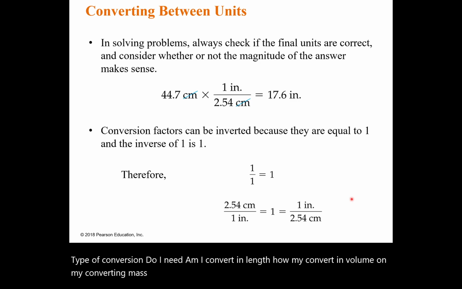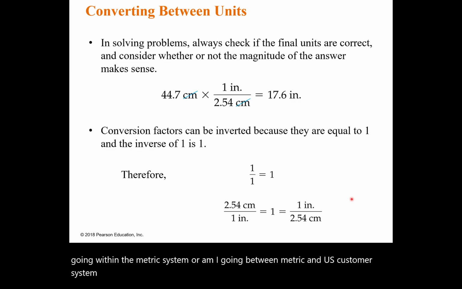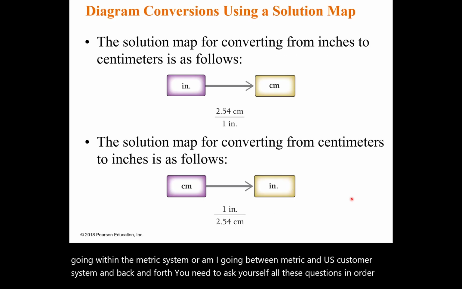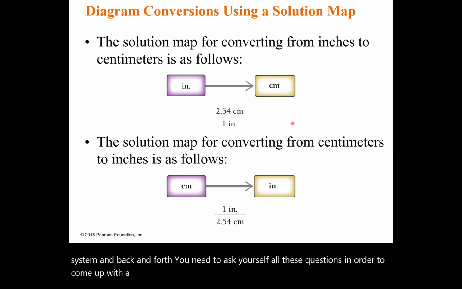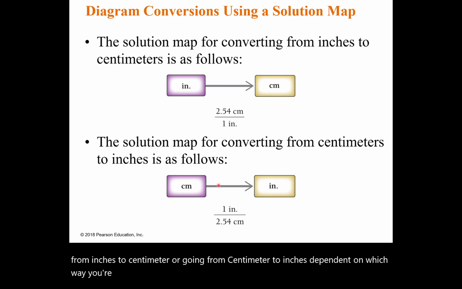So you need to figure out, what am I converting? Am I going within the metric system, or am I going between the metric and US customary systems and back and forth? You need to ask yourself all these questions in order to come up with a solution map. The solution map will be something like this, going from inches to centimeter or going from centimeter to inches. Depending on which way you're going, you can write the ratios differently.